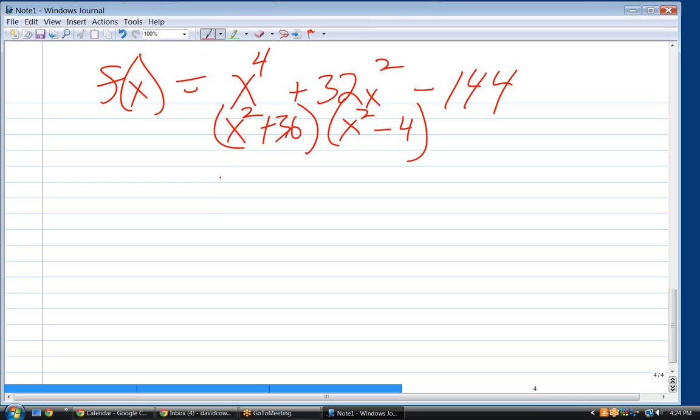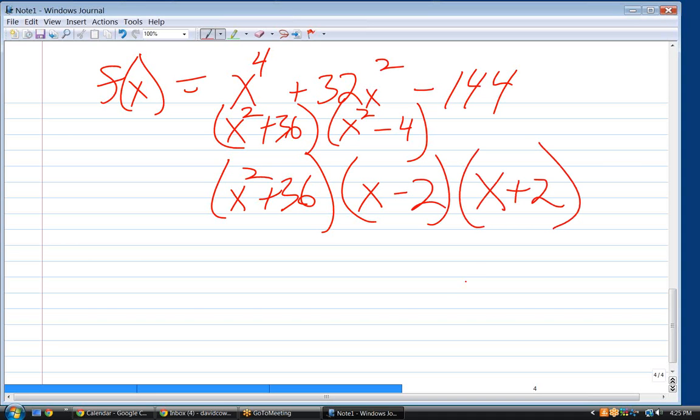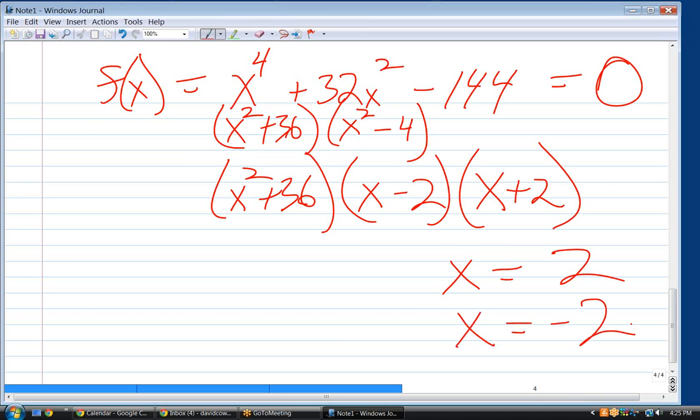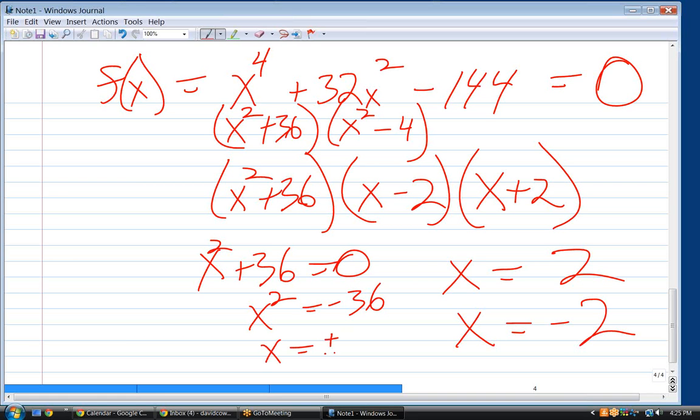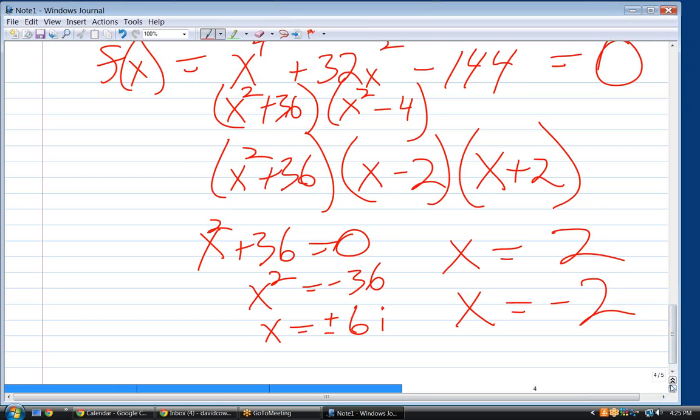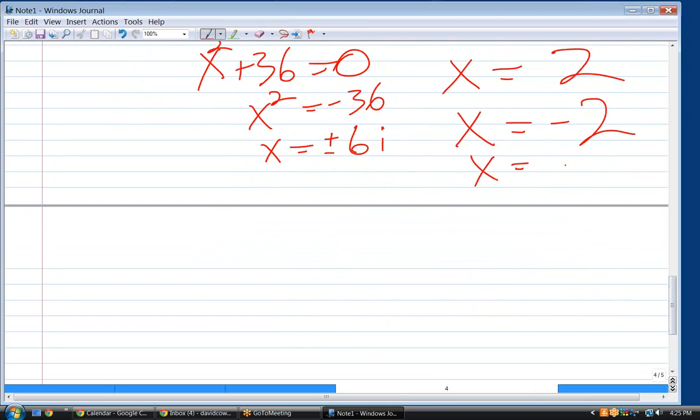How can I factor this part over here? It would be x minus 2 and x plus 2. So what are my zeros? 2 and negative 2. And then there are 2 imaginary ones. To solve this, I would set x squared plus 36 equal to 0, x squared equals minus 36, x equals plus or minus 6i. So my 4 zeros, if I want to take it all the way down to complex, are x equals 2, x equals negative 2, x equals 6i, and x equals minus 6i.